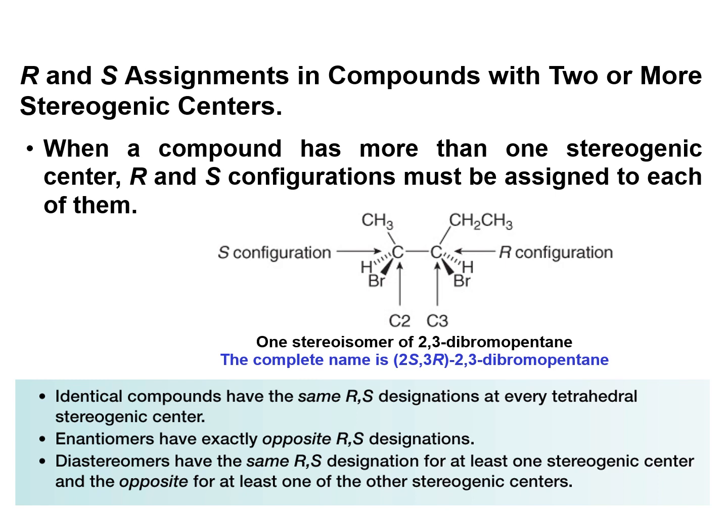Identical compounds have the same R and S designation at every tetrahedral stereogenic center. Enantiomers have exactly opposite R and S designations. Diastereomers have the same R and S designation for at least one stereogenic center, and the opposite for at least one of the other stereogenic centers.